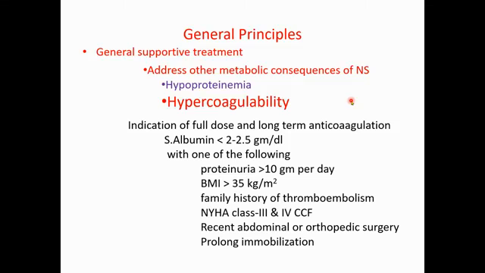If the serum albumin level is less than 2 gram per dl with one of the following: proteinuria more than 10 grams, BMI more than 35 kg per square meter, family history of thromboembolism, New York classification class 3 and class 4 congestive heart failure, and recent abdominal or orthopedic surgery or prolonged immobilization. Hypoalbuminemia and one of the below six, if present, these patients should be given anticoagulation and need long-term anticoagulation.